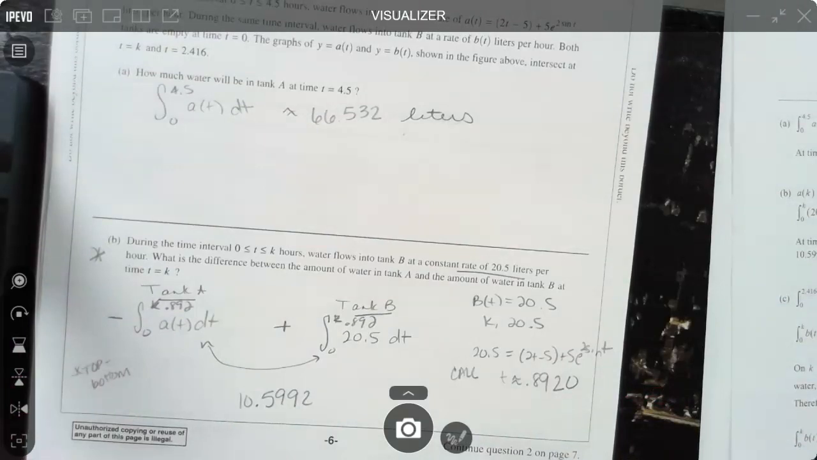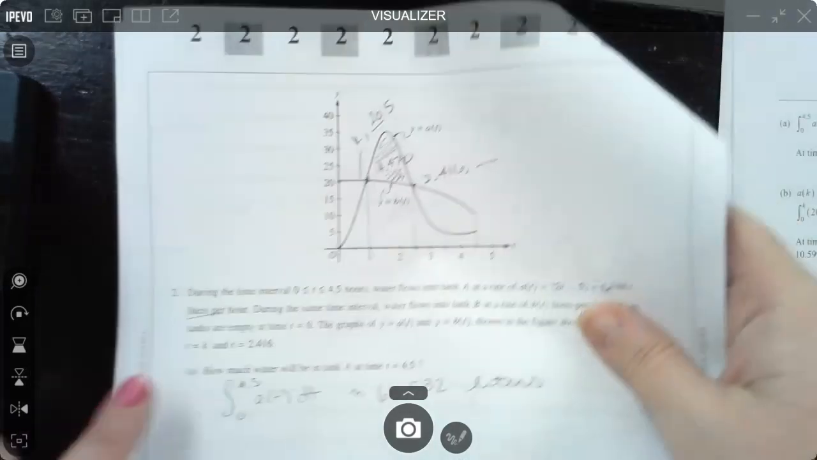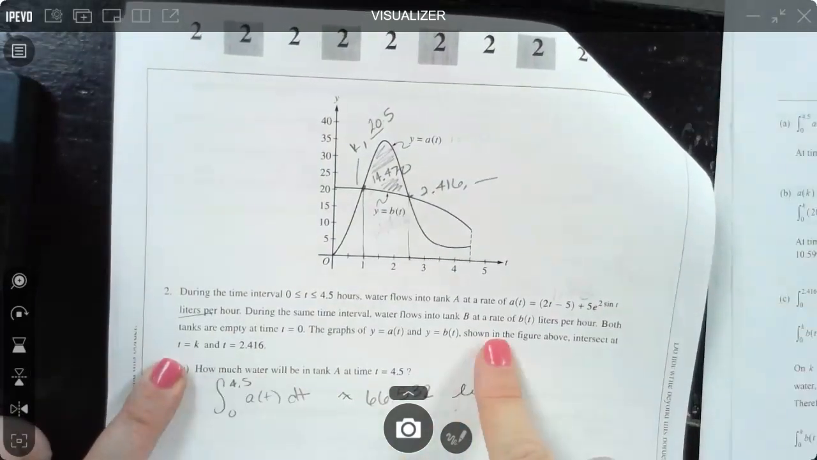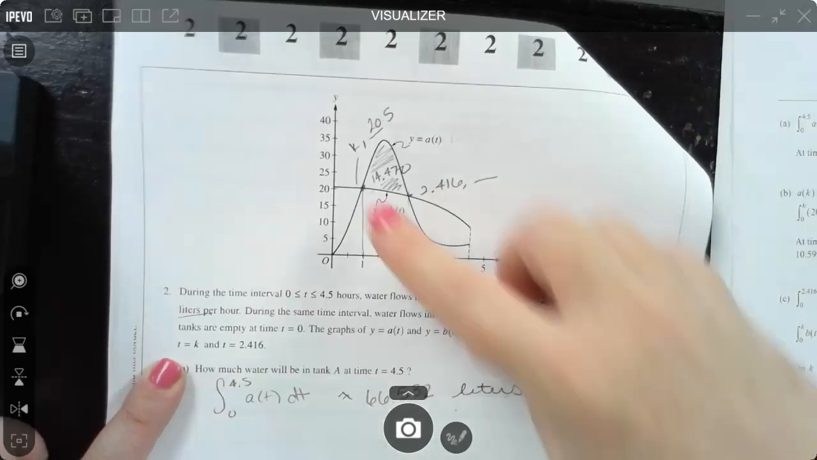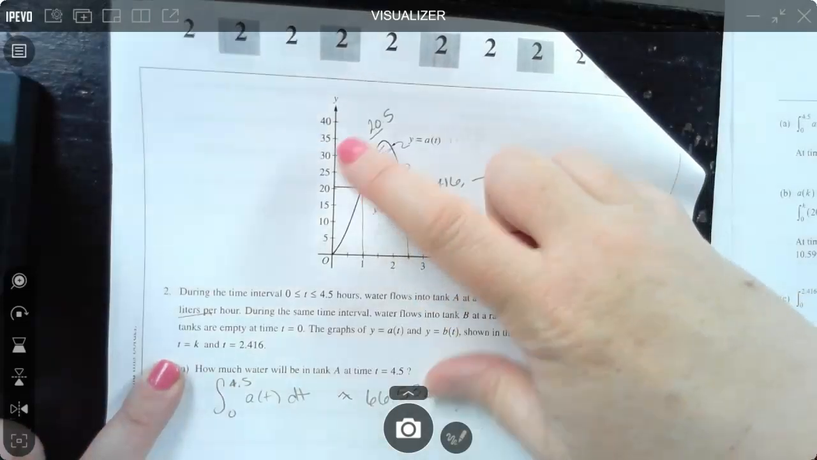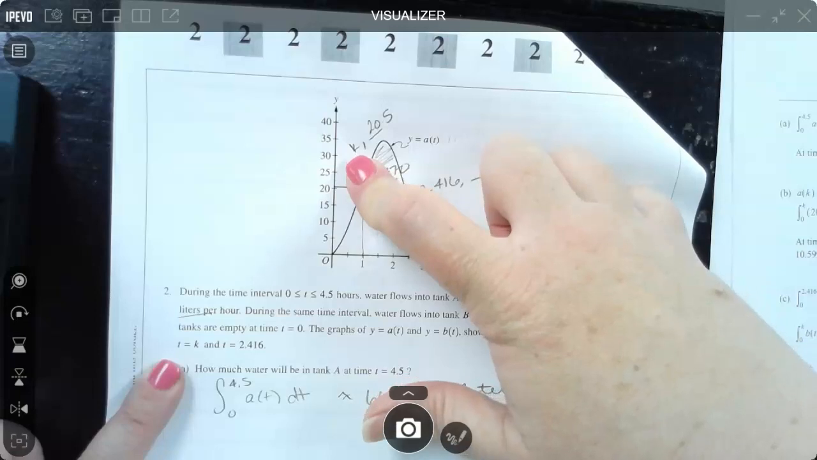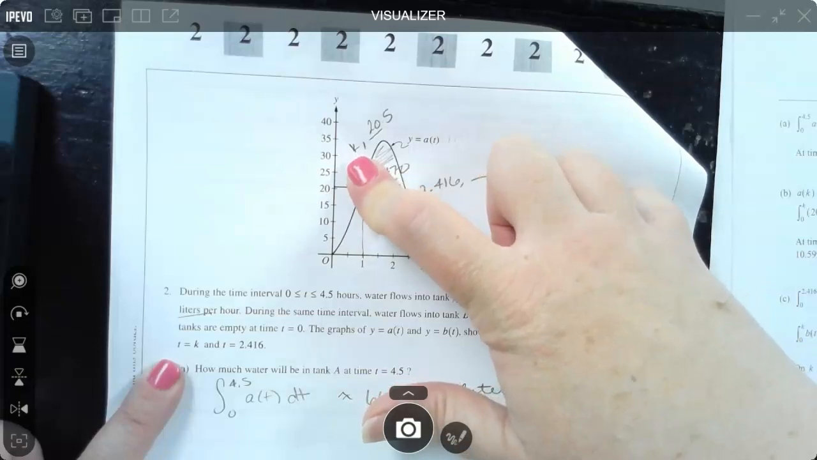I think that they had it defined up here in the very beginning. It says, shown in the figure above, they intersect at P equals K and P equals this. So I knew, that was one of the first things I wrote. I put a K up here because I knew I'd get lost in the problem. So always try to label that picture if you can.